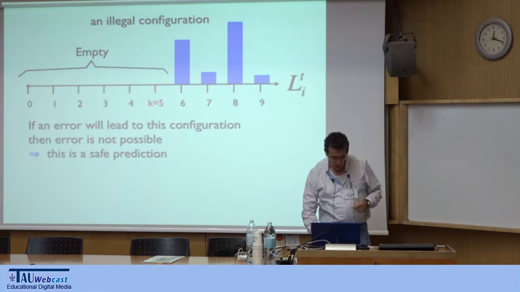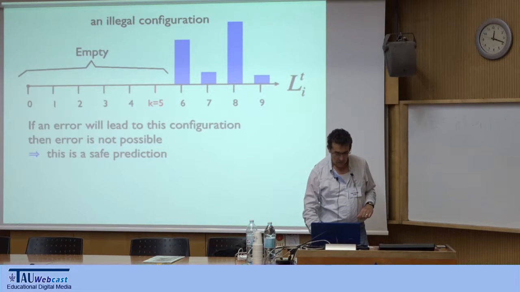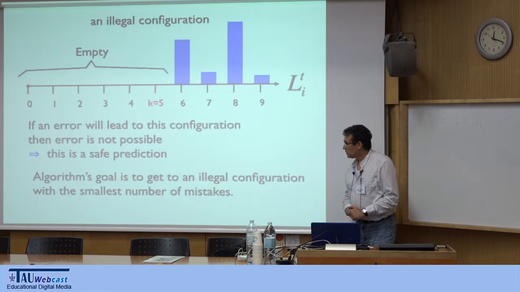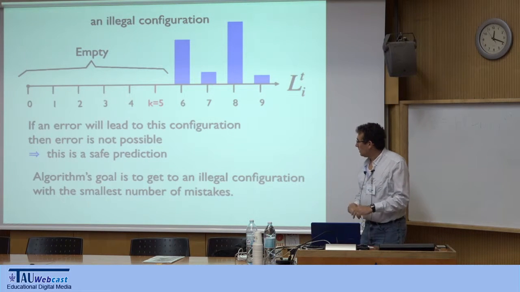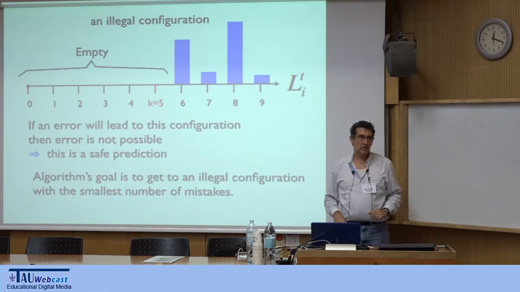Okay, so if an error would lead to this configuration, then the error is not possible. So this is a safe prediction. So what is the algorithm's goal? It's to get to the illegal configuration with the smallest number of mistakes, right?